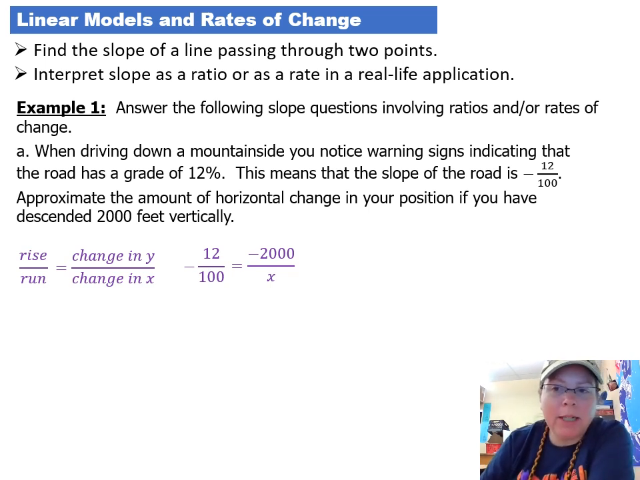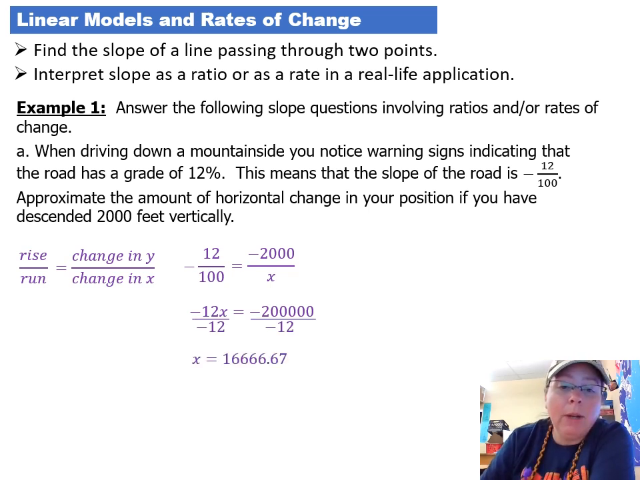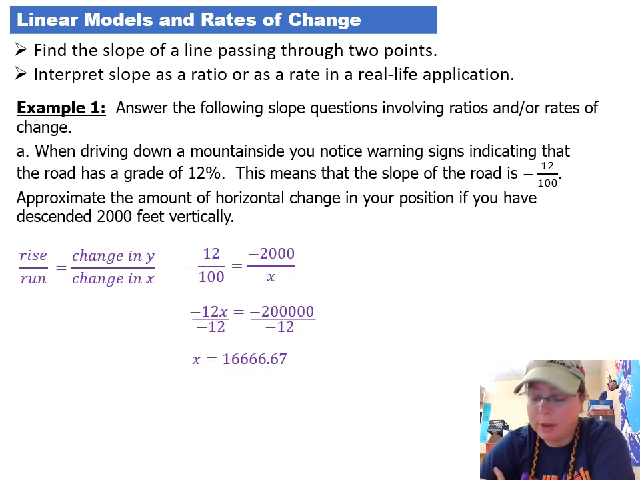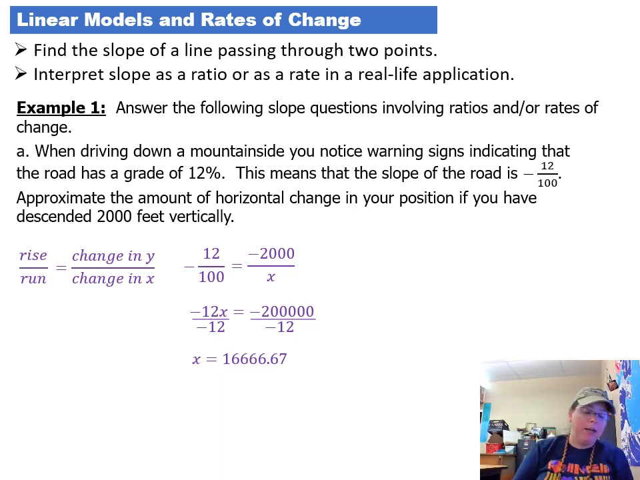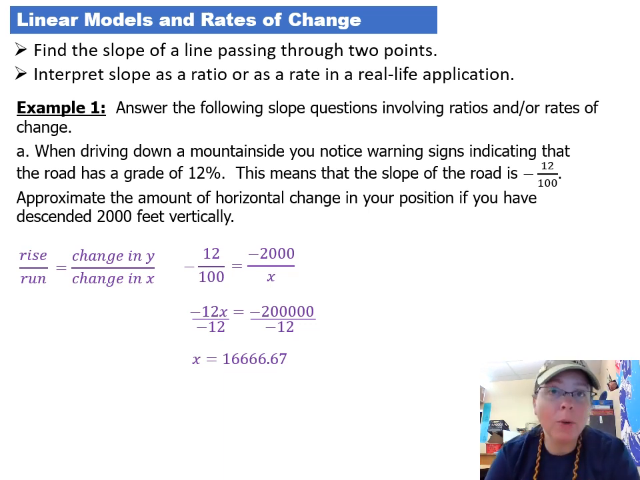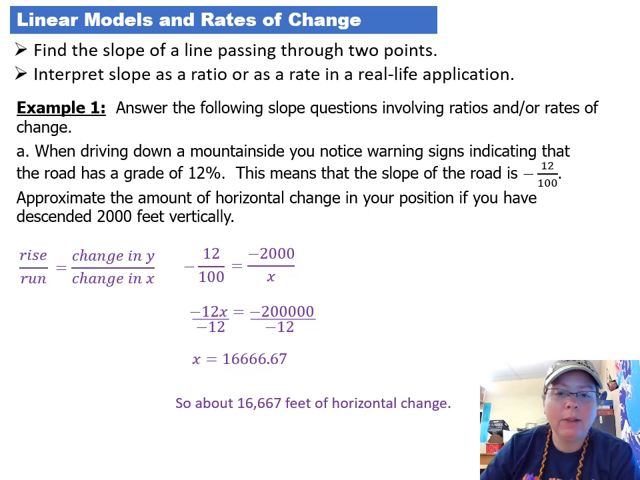So multiply both sides by x, multiply both sides by 100. We get negative 12x equals negative 200,000. Divide both sides by negative 12, and we get x equals 16,666 and 2/3. I have it written here as a decimal, 0.67, but 0.67 is 2/3 rounded. So that means about 16,667 feet of horizontal change if we dropped 2,000 feet.